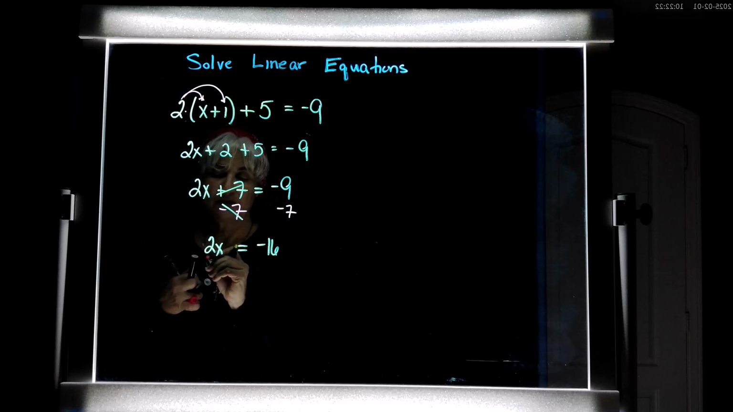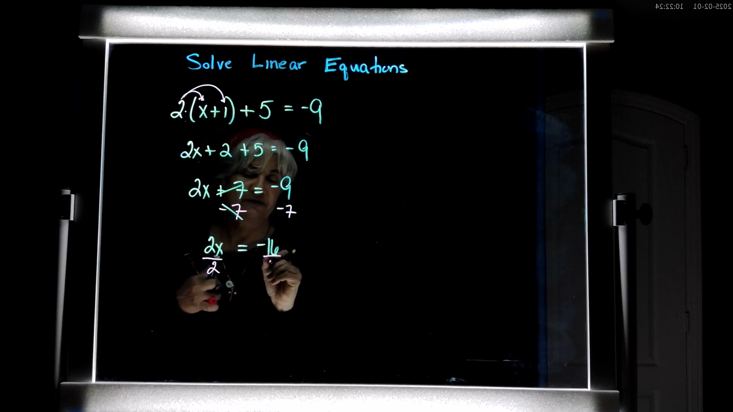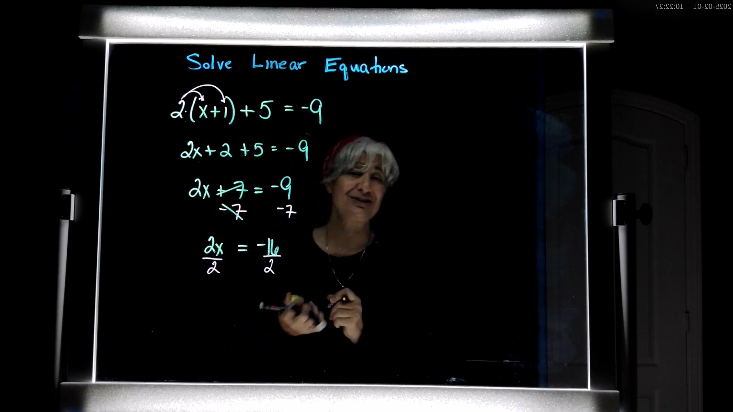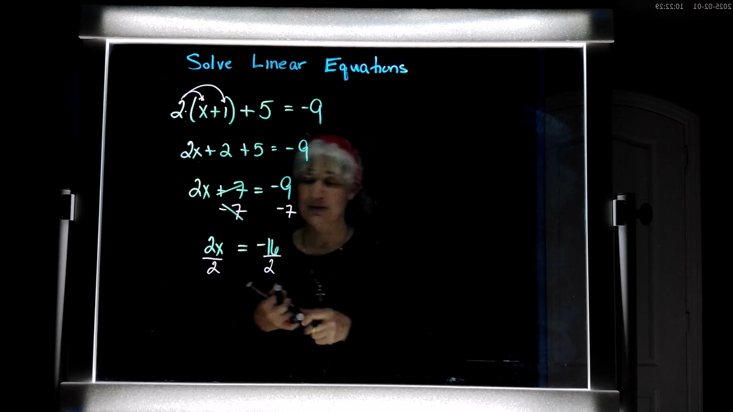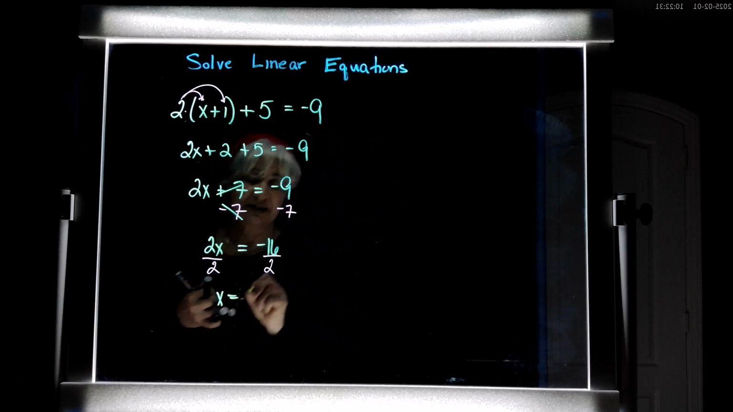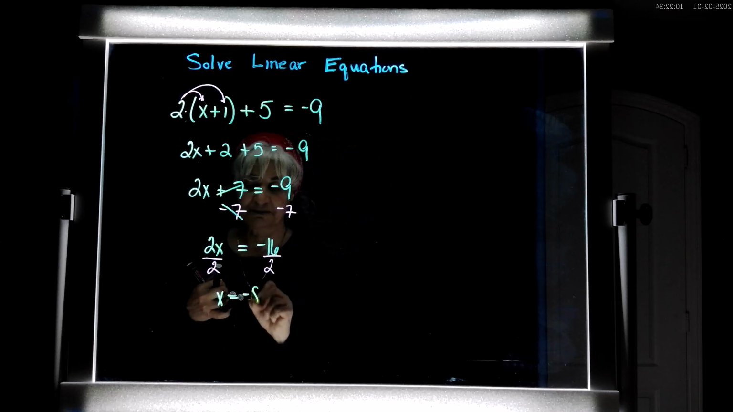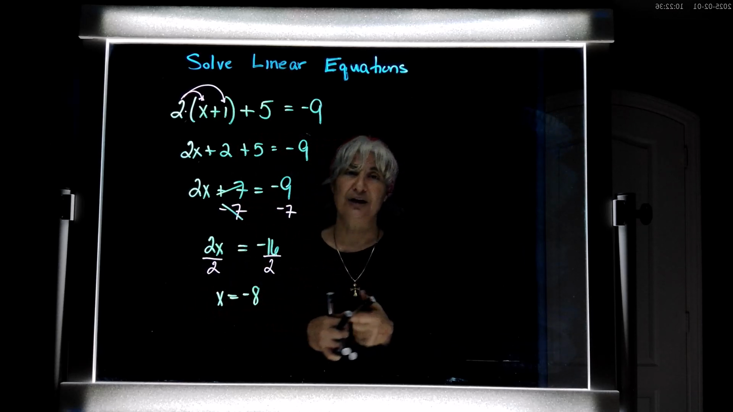Excellent. You say no, because we have to divide both the left and the right side of the equal sign by 2, right, to get that x by itself. So we end up with x equals negative 8. Well done, guys. Loving it.